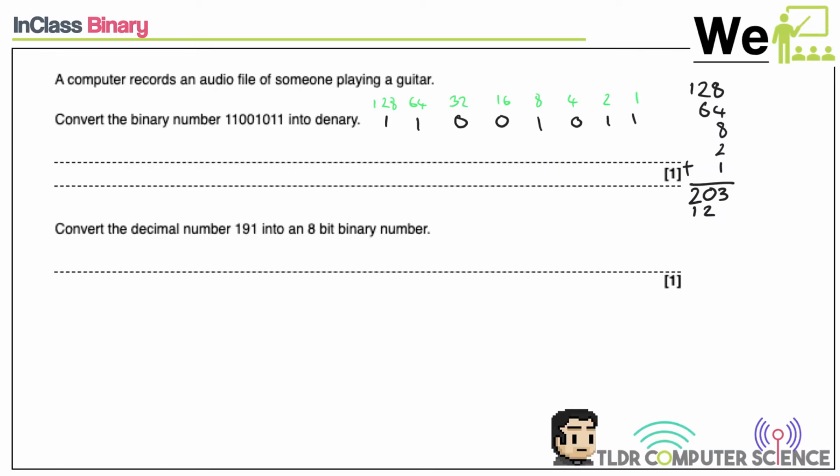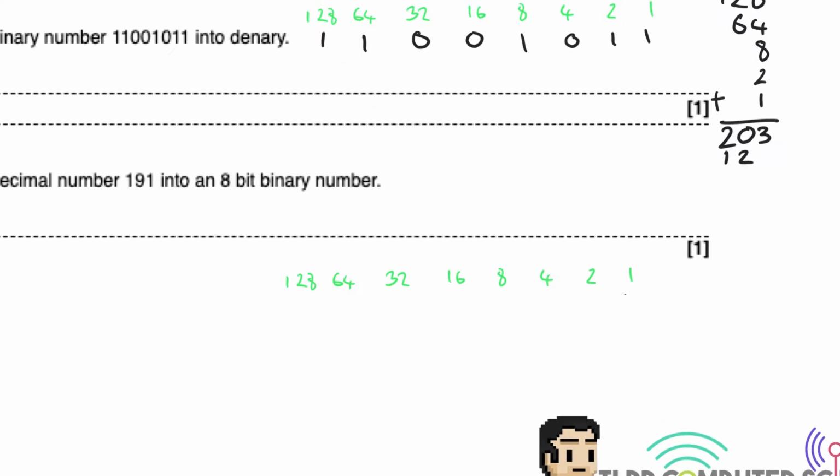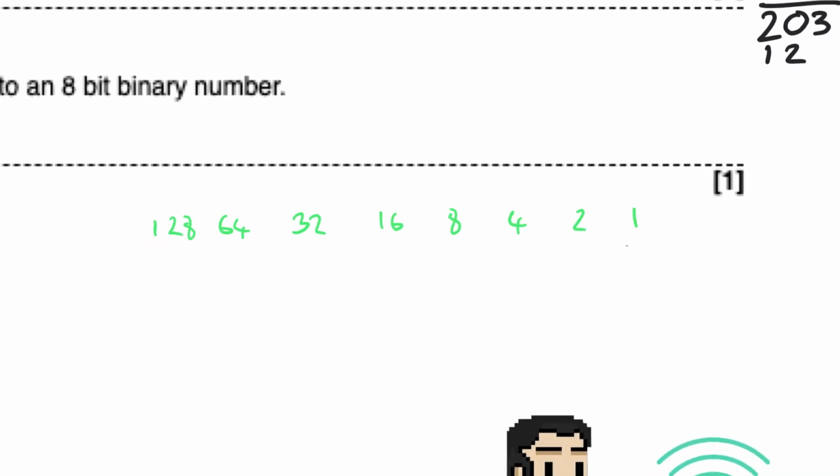For the next one, it's convert the decimal number 191 into an 8-bit binary. So this time we're going from denary into binary, and we'll be doing the grid again. I'm going to be a bit lazy and steal my old one. And then to convert 191, what we want to do is move through these binary bits and see how we store it. So we've got 191, and the question we want to ask is, can we fit 128 into 191? The answer is yes, and so we write down a 1.